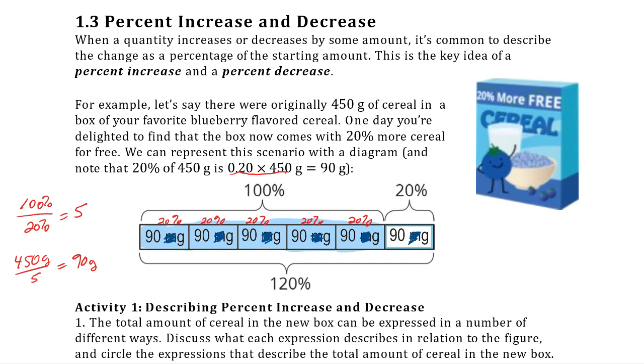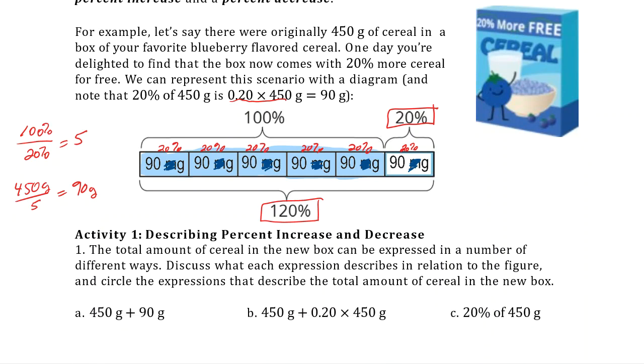Okay. So now if I'm going to increase by 20%, well, that means I'm going to add on another 20%, and we already know that 90 grams is 20% of 450 grams. So now if I add on another 90 grams, I'm adding on another 20%. So now I have 120% of the original amount, which is going to be an extra 90 grams of cereal. All right, so without doing the calculation here, we've kind of described the situation.